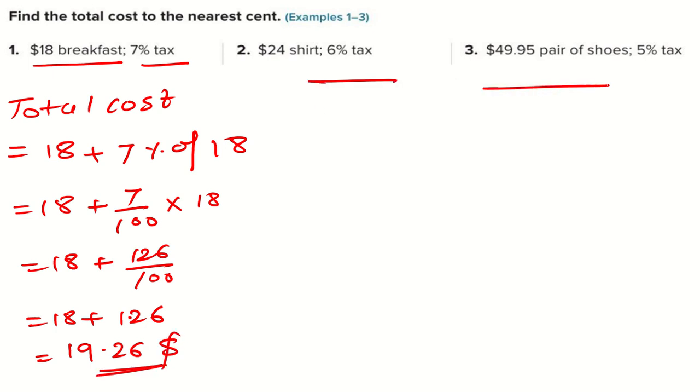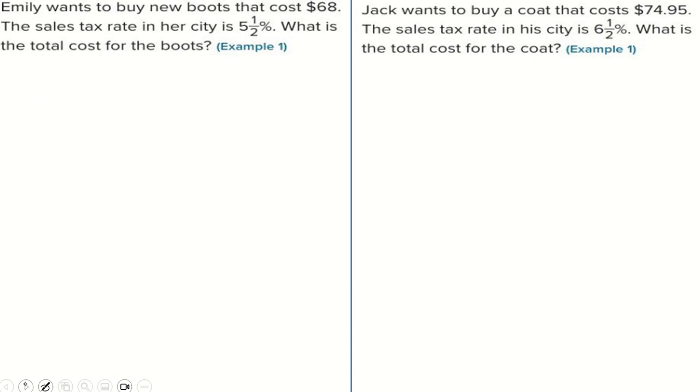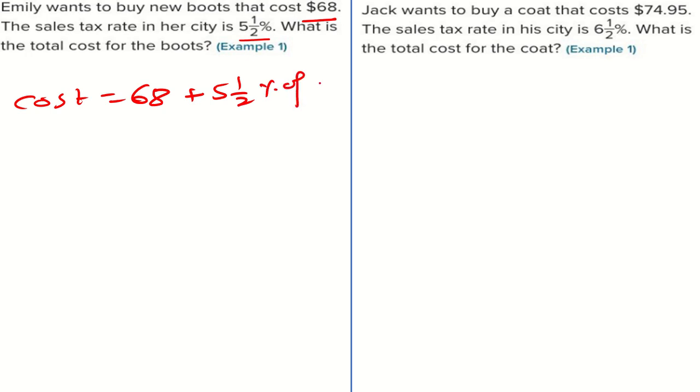Other questions also. Okay. Next question will be: Emily wants to buy new boots that cost $68. The sales tax rate in her city is 5.5%. What is the total cost? Same like before, okay? The cost will be 68 plus 5.5% of 68. So just calculate this and you will get the answer.